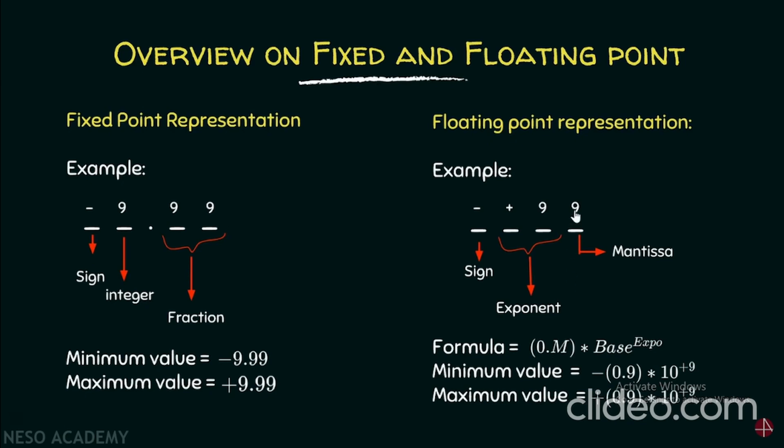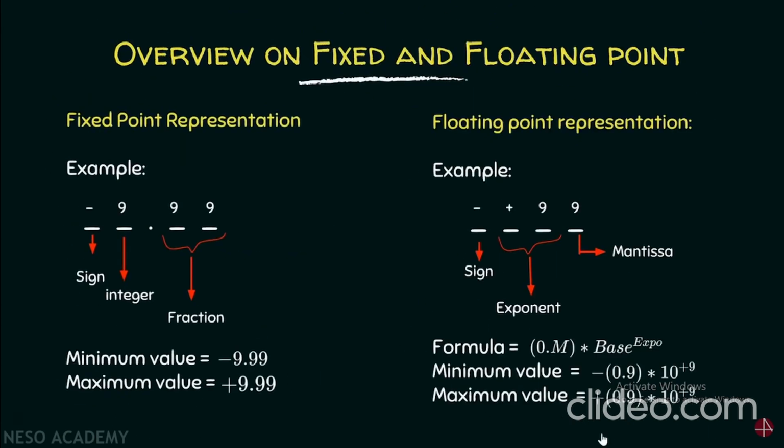Here in our example this is 9. If you want to represent the minimum value, then this is minus 0.9 times 10 to the power plus 9. Here 9 is our mantissa, plus 9 represents the exponent, and this negative sign is the sign over here. And the maximum value would be plus 0.9 times 10 to the power of plus 9. As you can see, there is a huge difference between fixed point and floating point. Fixed point would be able to represent a very small range of fractional values, while on the other hand, floating point representation using an equal number of places would be able to represent a much larger range of values. Isn't that so?